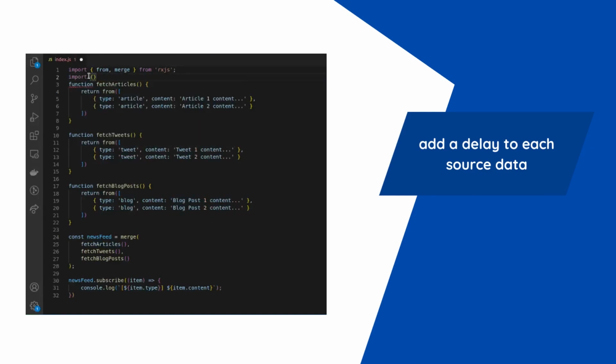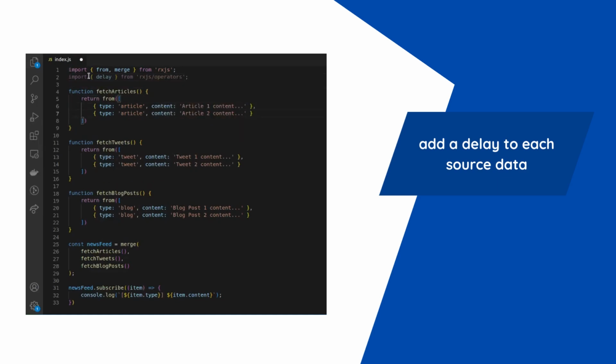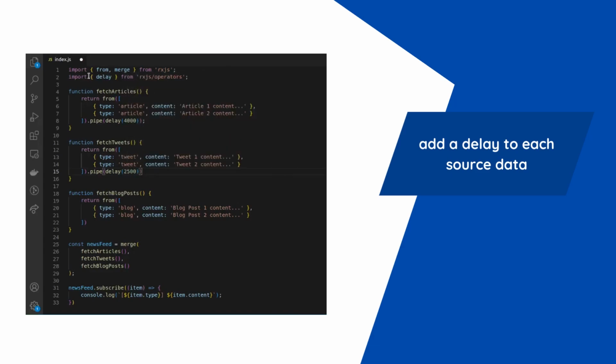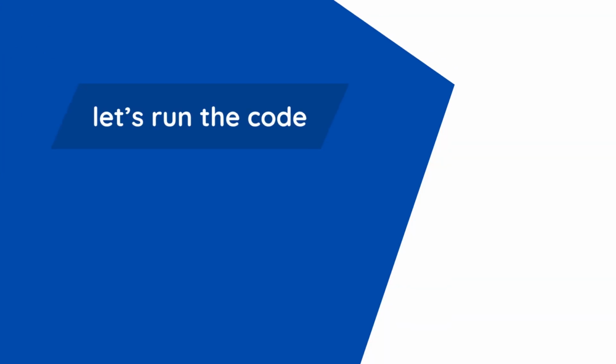Now, to make it more realistic and closer to what you might encounter in real-world scenarios, we'll add delays to each data source to simulate the time it takes to fetch the content. As you can see in each of our data fetching functions, we're using the pipe method with the delay operator to introduce a delay before emitting the data. We've set different delay times for each data source.